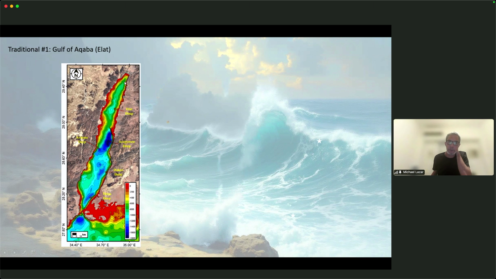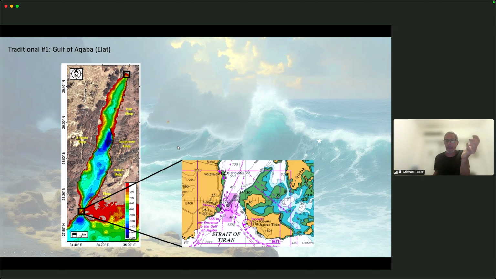But just by looking at this map, there are two possible areas for the Exodus. One of them is the Strait of Tiran, and the other one is the head of the Gulf. This is a nautical map. It's a little confusing, but you can see the little number that my arrow points to, 241. That is 241 meters, the narrowest point in the Strait of Tiran. Again, we're talking about an area that's way too deep to provide any kind of dry land for the Israelites to cross out of Egypt, given a natural phenomenon.